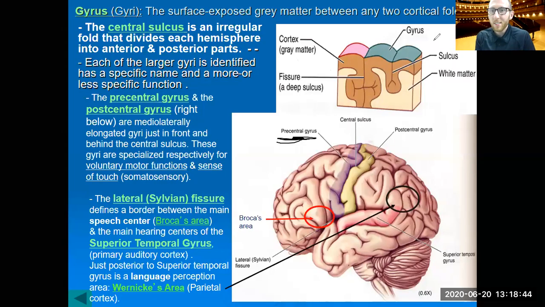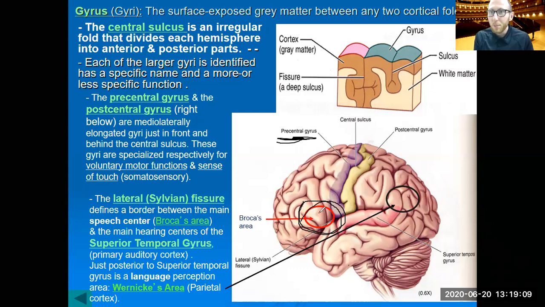Couple other areas to note. Broca's area is one of them. Broca's is in the frontal lobe, and I've kind of put a circle here, but the secret is neuroscientists don't exactly know specifically where it's at, but they know it's in this area. And Broca's area is responsible for speech production.